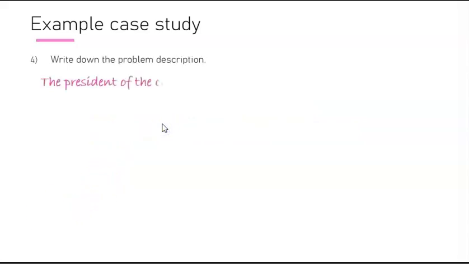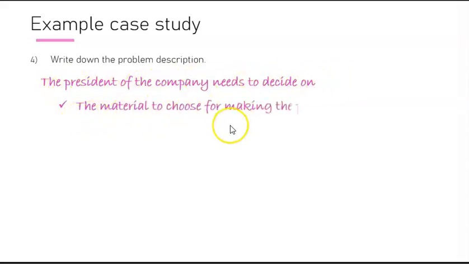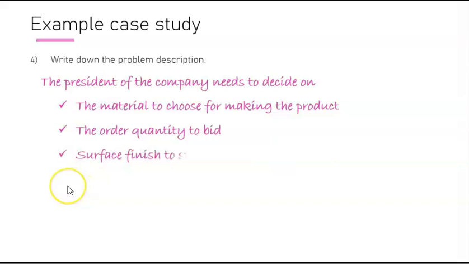We'll describe the problem. The problem involves the president of the company needing to decide on the material to choose, and then he needs to choose the order quantity to bid, and then the surface finish. When I say order quantity, if the order is, let us say, 200,000, what is the cost to bid? If it's only 20,000, what is the cost to bid? What kind of surface finish to specify, and so on.